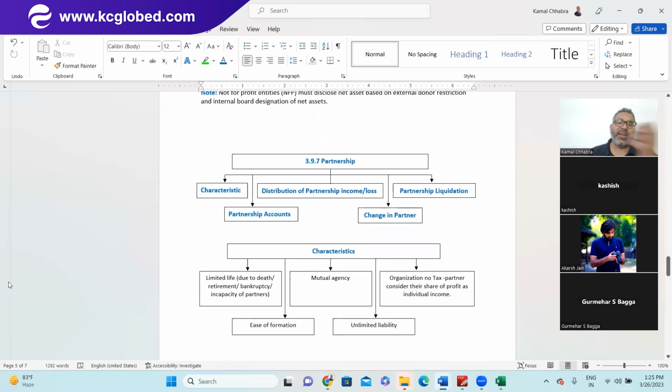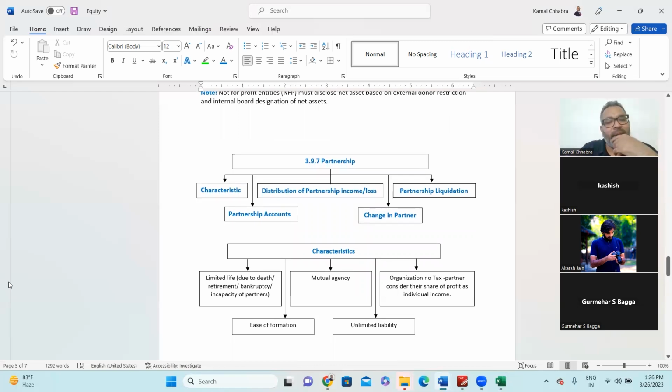What are the characteristics of a partnership? We'll be understanding 5 things in the partnership topic. One is characteristics: what all characteristics of partnership? Second is partnership accounts: how you need to maintain the partnership account. Third is distribution of partnership income or loss. Here it is different than how we do the accounting in India, as well as taxing in India. Fourth is change in partner and the partnership liquidation, right?